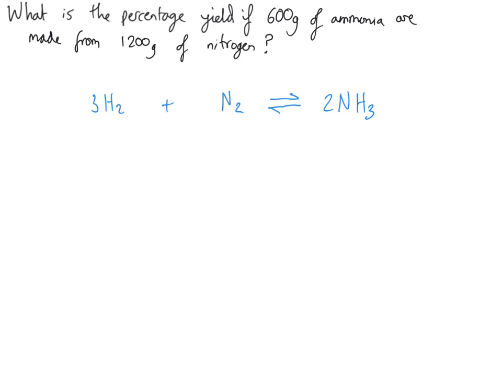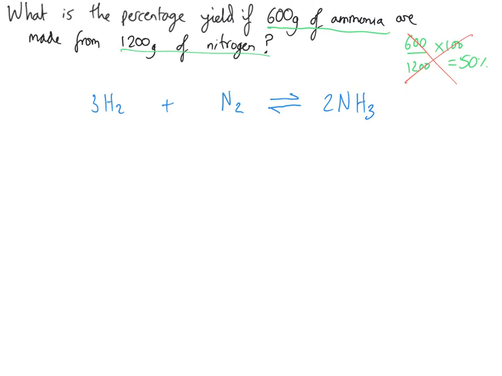What is the percentage yield if 600 grams of ammonia are made from 1200 grams of nitrogen? And so the instant thing that you will be tempted to do in a question like this is to say, brilliant, I've got my digits, 600 divided by 1200 times by 100 to get it as a percent is a 50% yield. And sadly, that is the wrong answer. The reason it's the wrong answer is that they haven't told you the theoretical yield. They've only told you the actual yield.